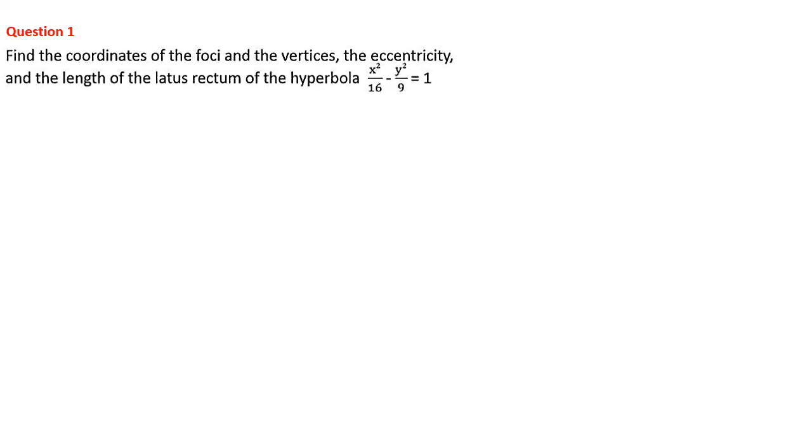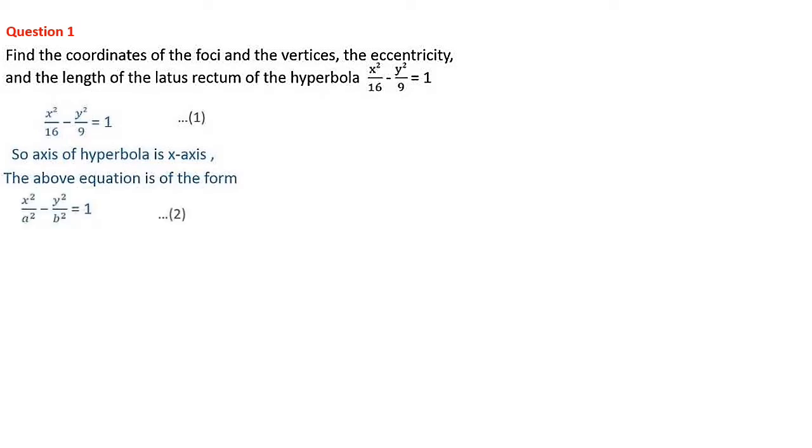Next we shall discuss the exercise problems. First question from exercise 11.4. Find the coordinates of the foci and the vertices, the eccentricity and the length of the latus rectum of the hyperbola x square by 16 minus y square by 9 is equal to 1. So here an equation is given to us. Label it as equation number 1.